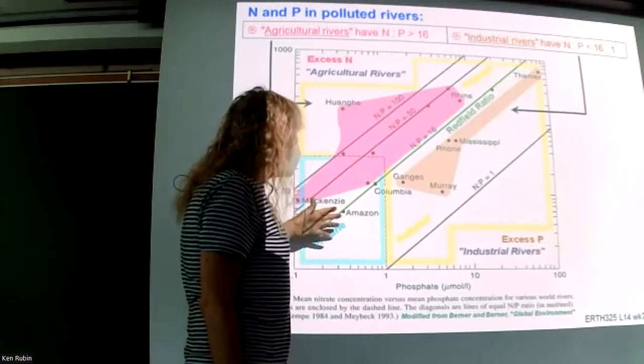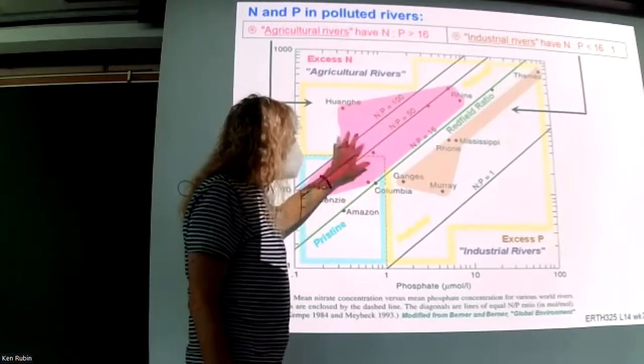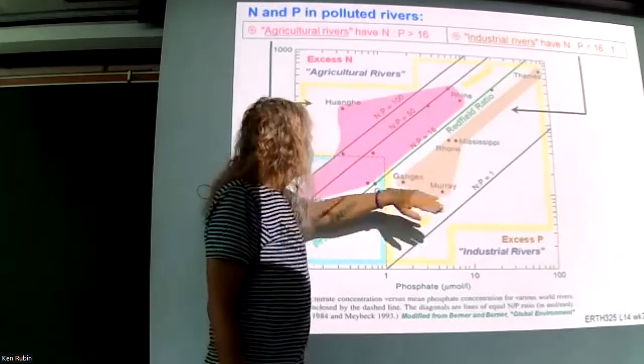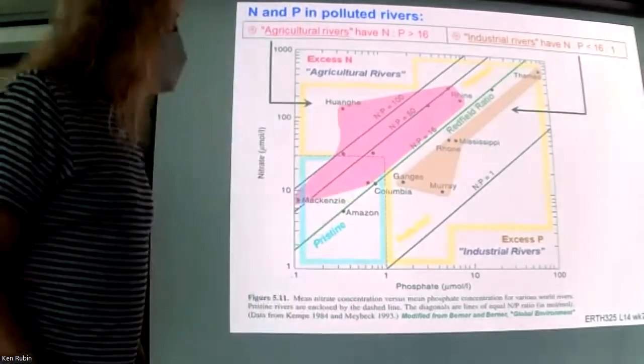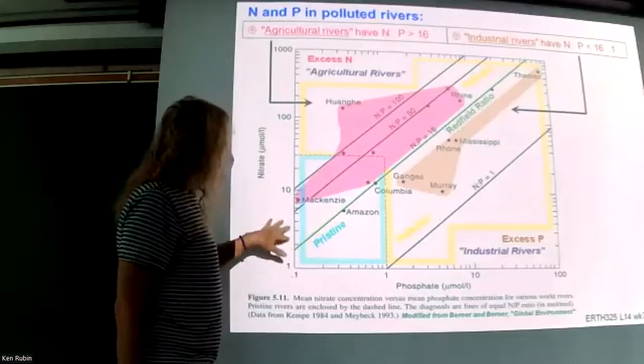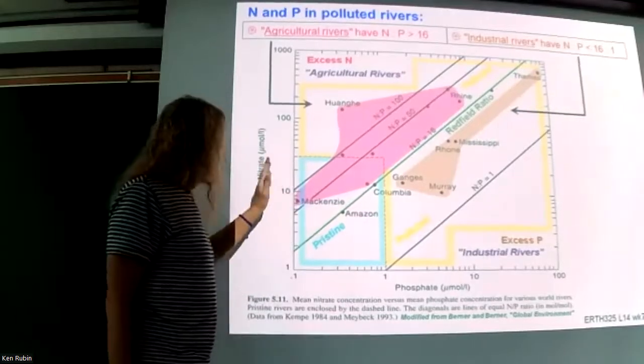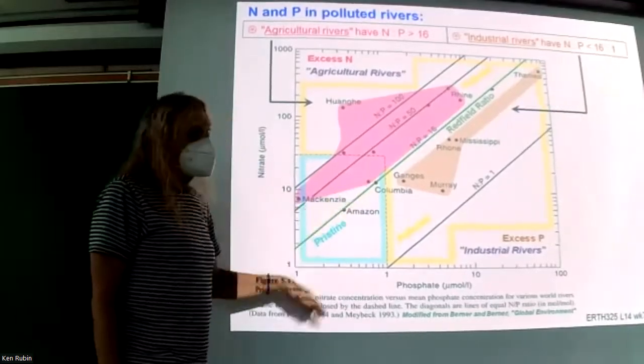So we find both conditions, depending on where we are, but kind of more industrialized and more biologically driven. But really the only pristine settings are ones down here with low concentrations of both, close to 16.